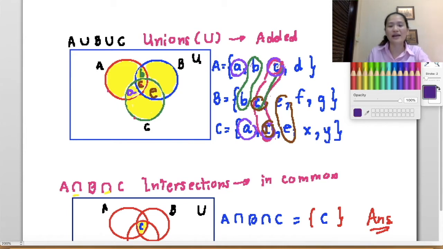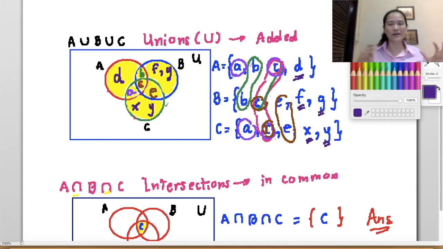The last: the member that is in set A but not in set B and set C is D dog. So I write out D dog here. And the member that is in set B but not in set A and set C, that means in this area, is F and G. So I wrote down F and G here. And the last one, the member that is in set C but not in set A and B, is X and Y. So I write down X, Y here.